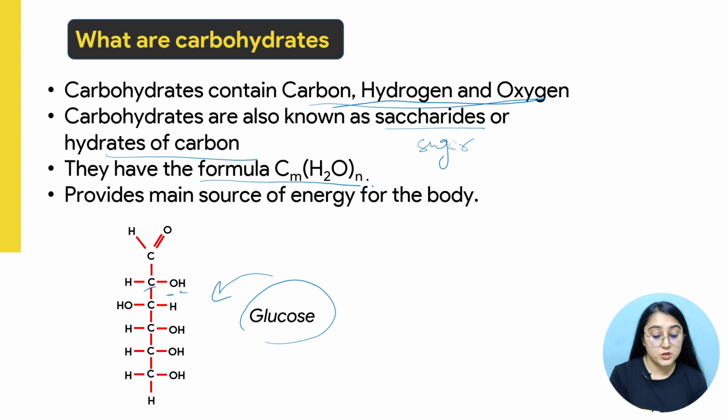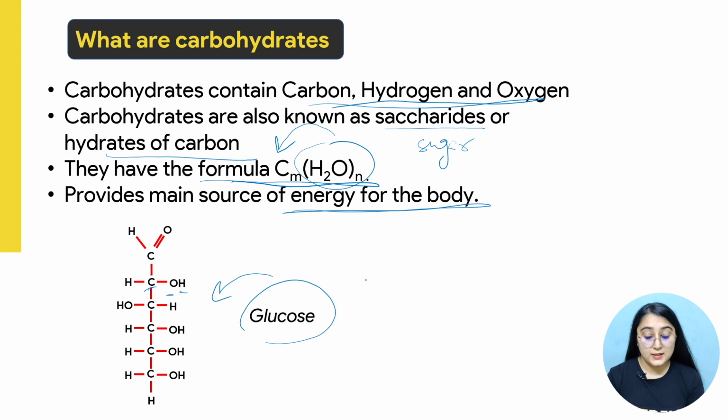As we can see from the general formula for carbohydrates, CmH2n H2O whole n, they are basically the hydrates of carbon. And they are also the main source of energy for the body. Basically, 1 gram of carbohydrates provides us with 4 kilocalories of energy, which is the second highest after fat. 1 gram of fat provides 9 kilocalories of energy.